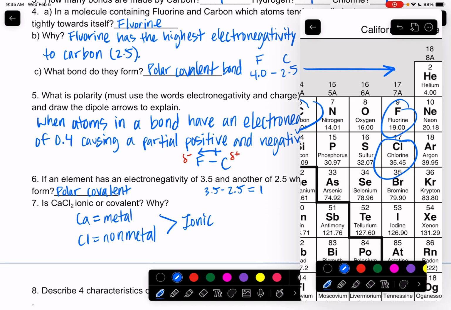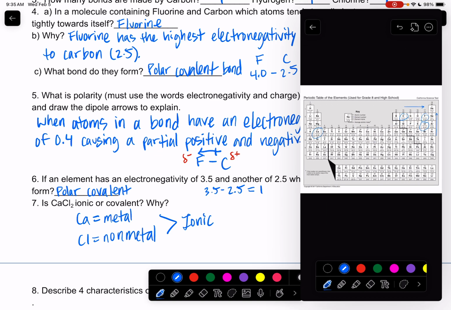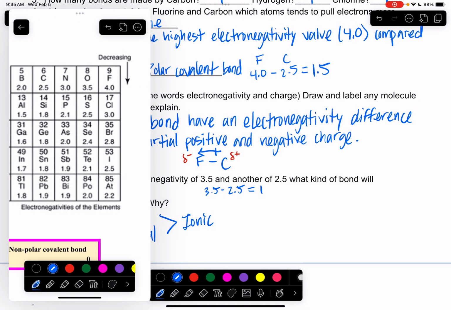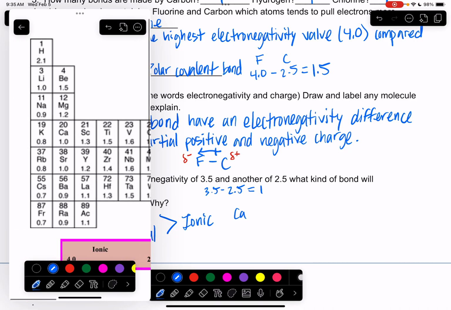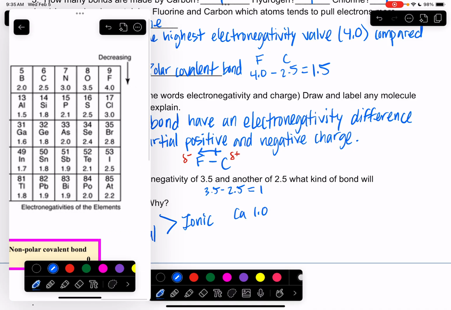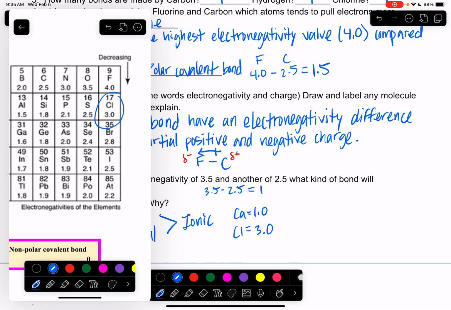The other way we could figure this out is if we were to take the difference. So remember, there's two ways to figure out if it's ionic or covalent. There's the periodic table method, which we just did, and there's also the math method, which is using the electronegativity chart. So calcium has an electronegativity of 1, which is on here, and then chlorine has an electronegativity of 3. So if we take the difference between them, 3 minus 1, that's 2.